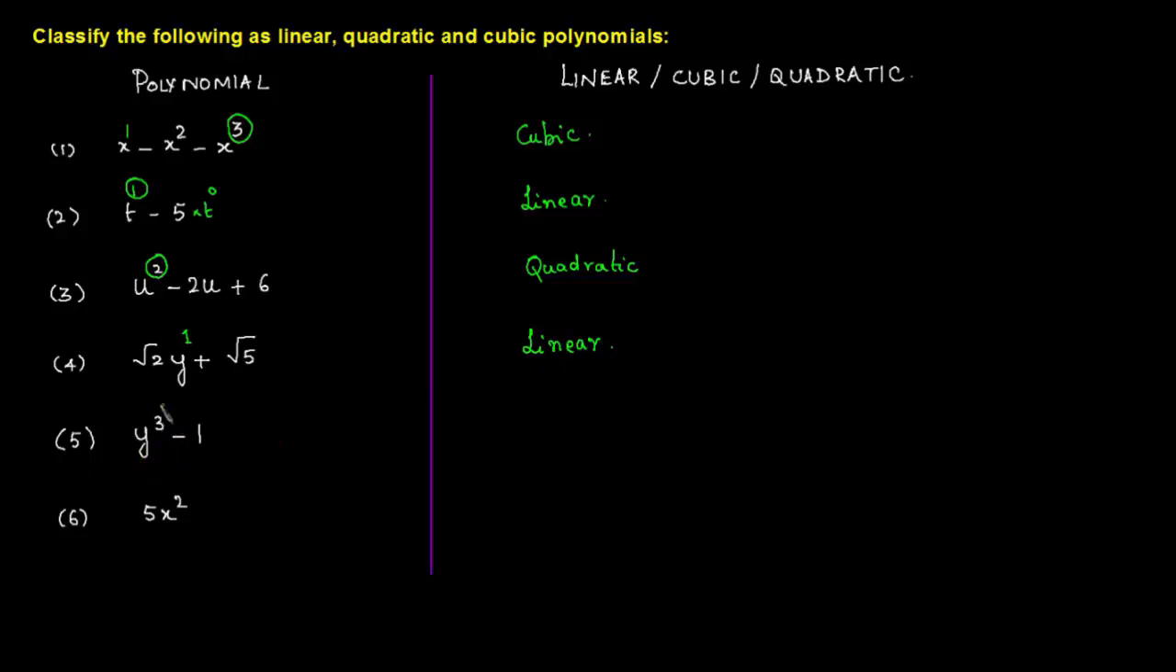So here you can obviously see that the power to which y is raised is highest and it is equal to 3. Therefore this polynomial is a cubic polynomial. And the next one obviously is a quadratic polynomial because the highest power to which the variable x has been raised is 2, and so this is a quadratic polynomial.